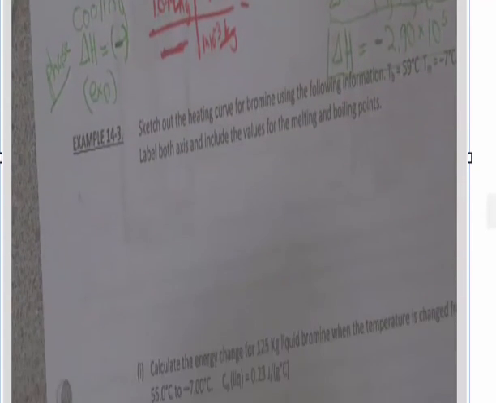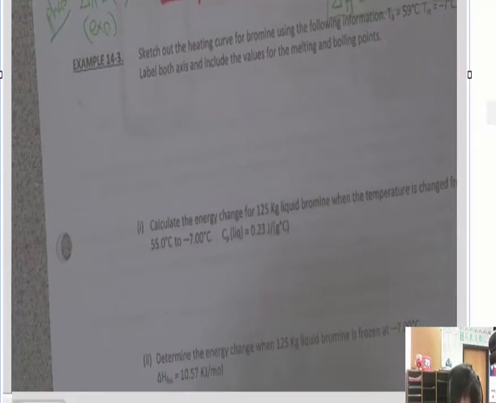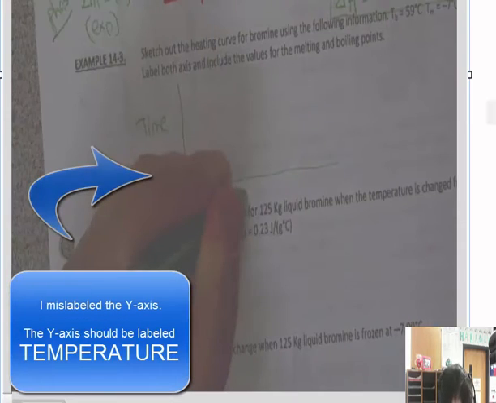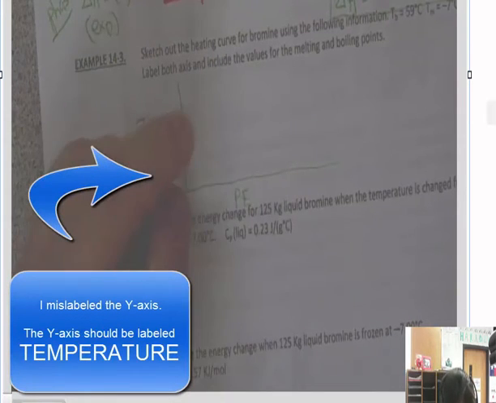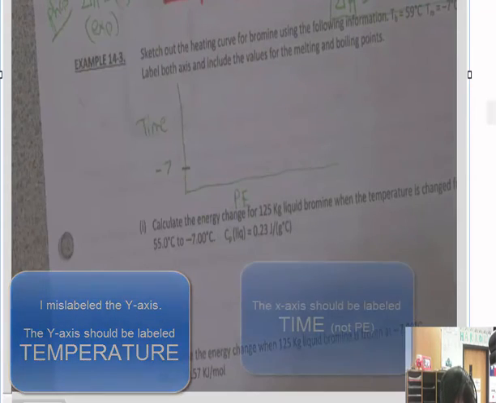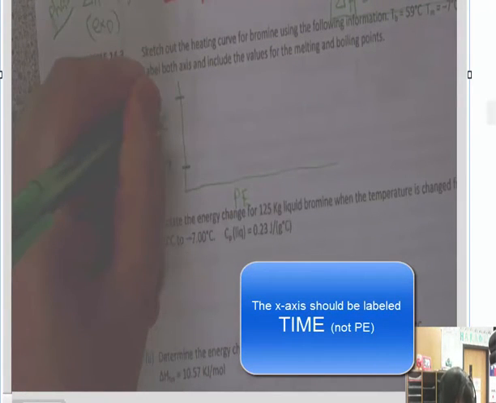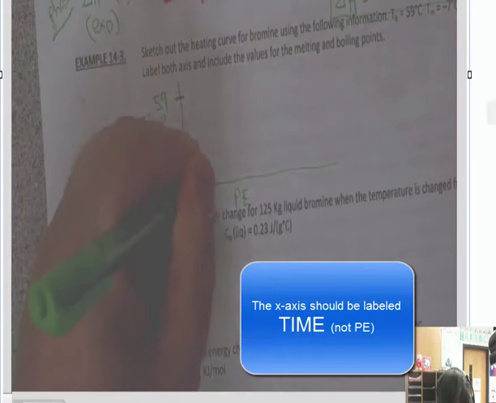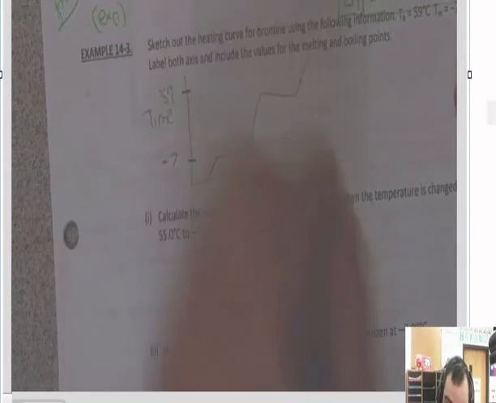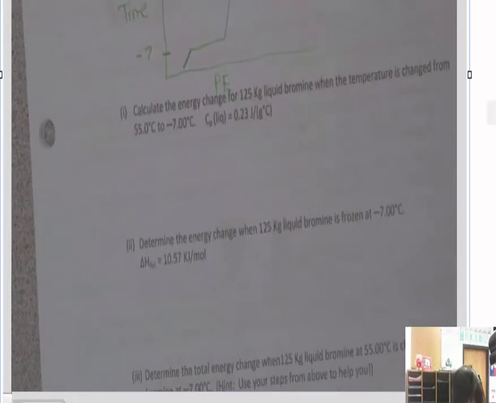Okay, sketch out a heating cooling curve for bromine here. So here is a curve, this is time, this is potential energy. It says the melting point is -7 and the boiling point is 59. So we're going to go from here to here to here to here to there. There's my cooling curve.